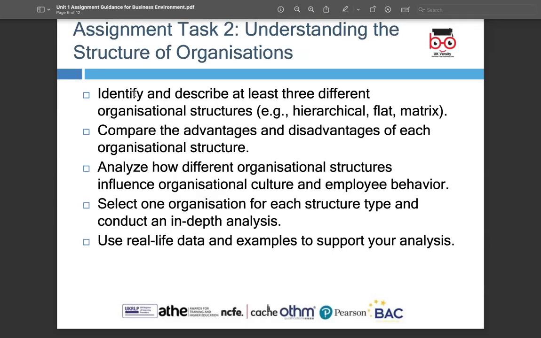Your second task will be Section 2, which is understanding the structure of businesses. The objective here is to examine and compare the structural framework of different organizations and understand their influence on performance and culture. What you need to cover in this task is to identify and describe different organizational structures.